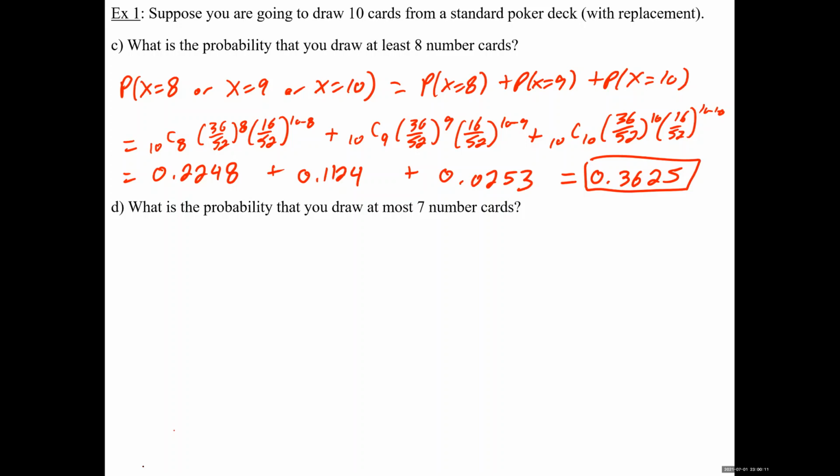Okay. What you do is you think about what the complement is. Remember what the complement is. The complement is the rest. It's everything else. So if it's not at most 7, so if it's not 7 or less, then what is it? 1 minus 7 or less. Okay, that's how you find the probability, but let's not talk about probabilities. Let's talk about the event first. So the event here is at most 7, 7 or less. I'm saying if it's not 7 or less number cards, then how many number cards is it?